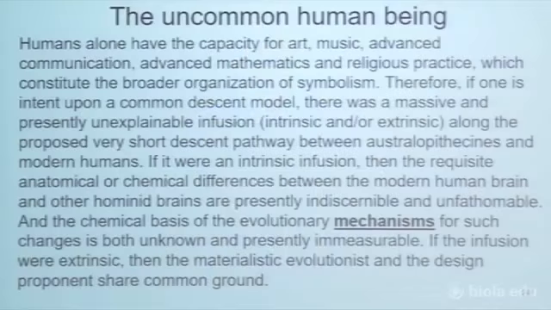If you look at our brains and other hominids, they are anatomically indistinguishable from our brain. You look at them chemically. They're chemically indistinguishable from our brain. We don't know what it is that makes us so much different than other hominids. Our brains are nearly indistinguishable. And the chemical basis of the evolutionary mechanism for such changes is both unknown and presently immeasurable. We don't even know how it's different. It's clearly different. Humans deal in symbolism.